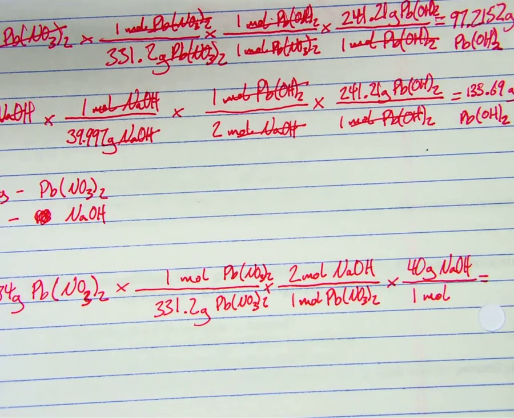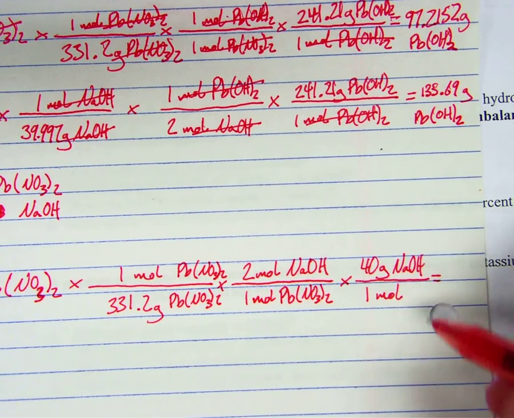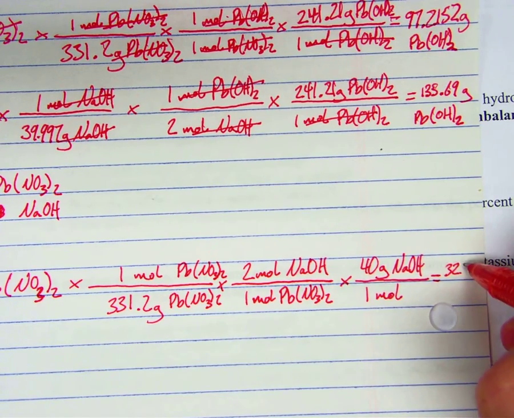So when we figure out how much excess we have, we take our 133.484, we divide by 331.2, we then multiply by 2 because 2 is on top up here, and then multiply by 40 to get 32.242. So that is how much we actually need. We need 32.242 grams of NaOH for this reaction, but we have 45.